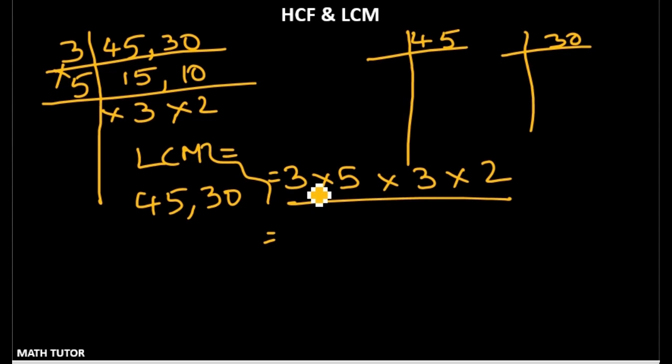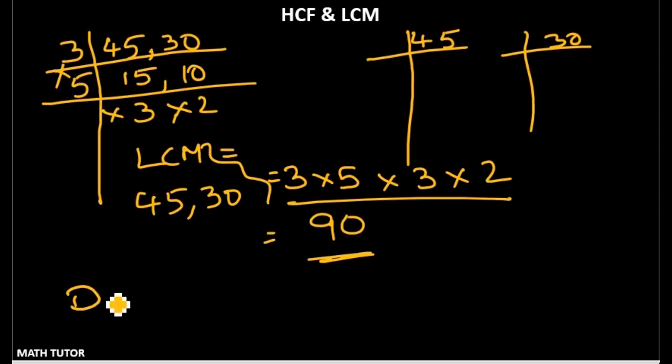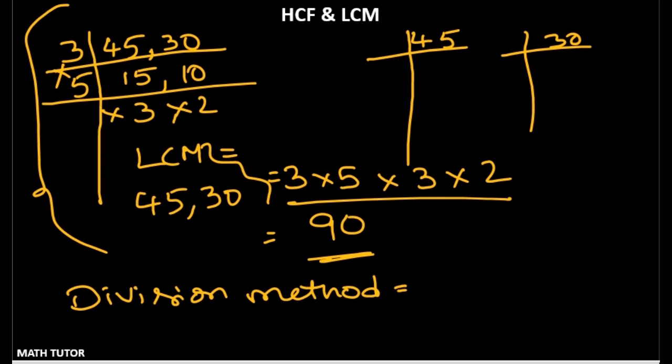3 5s are 15. 15 3s are 45. 45 2s are 90. Did we arrive at the same answer as here? Right. Here also by using the prime factorization method, we got 90, and here we used the division method, we got the same answer. Comparatively, this division method is faster and easier for you. Got it?